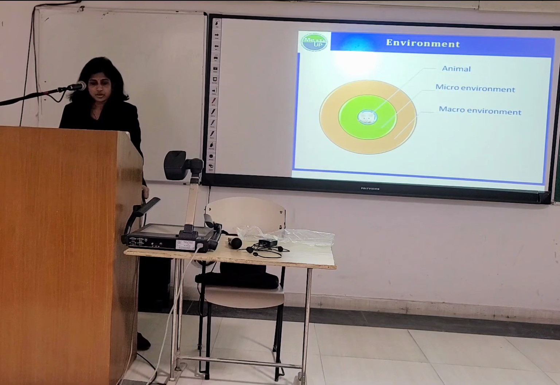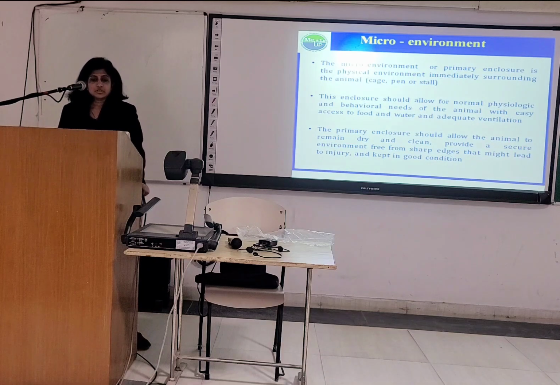This is the picture showing the microenvironment immediately surrounding the animal, and macroenvironment means the environment of the room in which the animals are kept. The microenvironment or primary enclosure is the physical environment immediately surrounding the animal: cage, pen or stall. This enclosure should allow for normal physiological and behavioral needs of the animal with easy access to food and water and adequate ventilation. The primary enclosure should allow the animal to remain dry and clean, and provide a secure environment free from sharp edges that might lead to injury, kept in good condition.